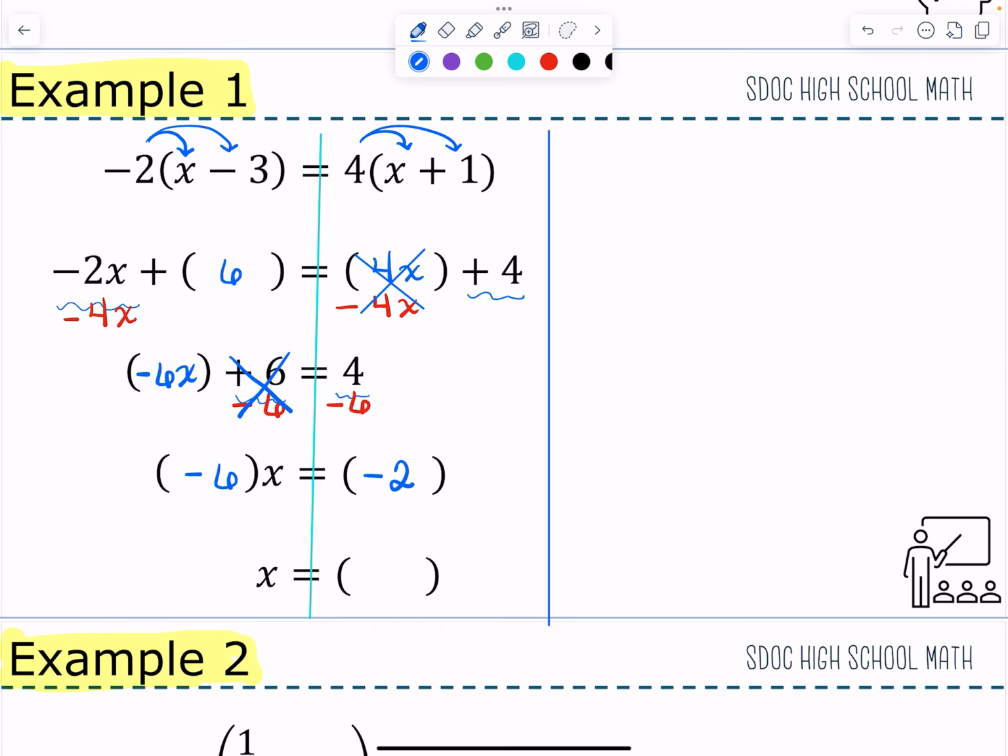Then I've got to divide both sides by negative 6. Remember that a negative divided by a negative is a positive. 2 sixths reduces to 1/3. All right, pause the video, write that down, and then come back and let's work on number 2.